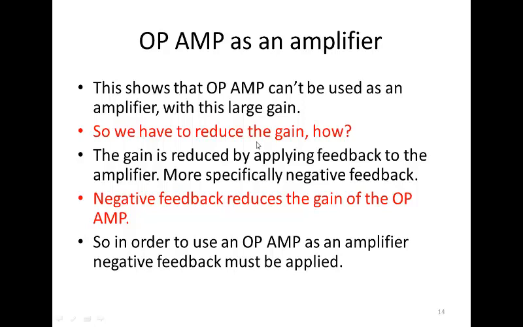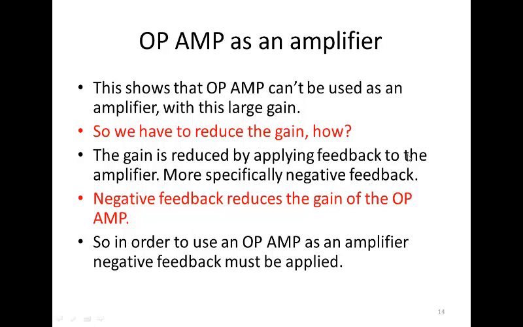So these two things are getting contradictory, but as we move on, we will see that the idealized high gain will help us in the stability of the op-amp, and we will get a much better performance from the op-amp. But somehow we have to use the op-amp, so we have to reduce the gain of the amplifier. How will we reduce the gain of the amplifier? The gain is reduced by applying feedback to the amplifier, more specifically negative feedback.